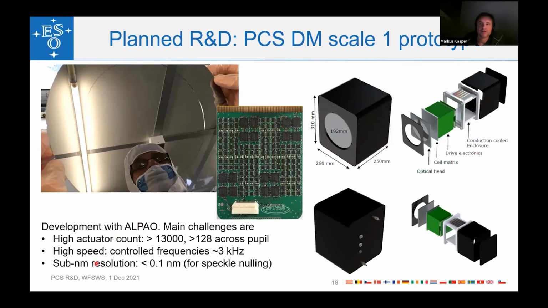For this mirror, the main challenges are obviously the high actuator count. We are looking for more than 13,000 actuators on this mirror, and we want to operate them at high speed, with control frequencies of the order of 3 kilohertz, and a correspondingly fast DM response time. We also request sub-nanometric resolution, better than roughly 0.1 nanometer. This is needed to control speckles at the contrast level we are aiming at, so 10 to the minus 6, 10 to the minus 7 or so.